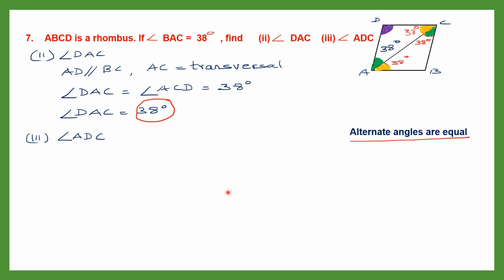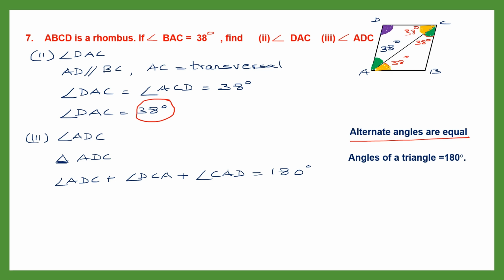Now we can find out angle ADC. Now how can we find that? In triangle ADC, we can take all three angles, that is angle ADC plus angle DCA plus angle CAD. These three angles will be equal to 180 degrees. How is that? Angles of a triangle add up to 180 degrees.